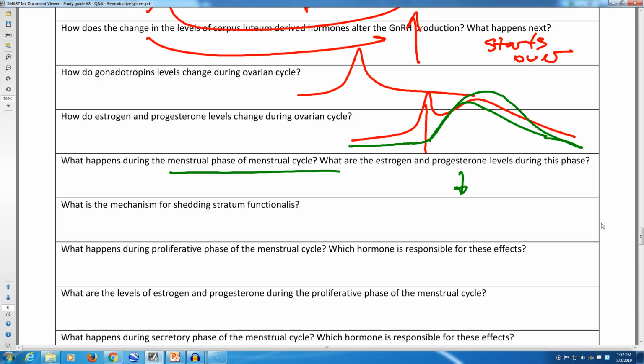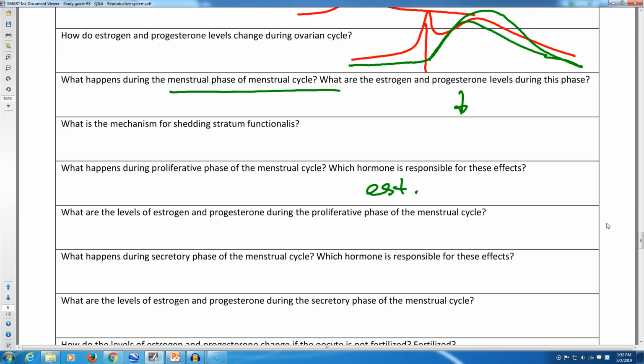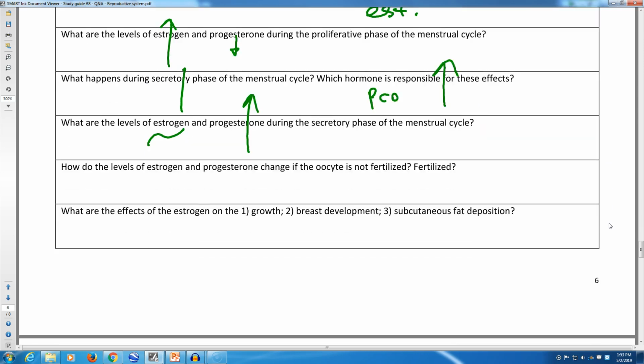During the proliferative phase, estrogen stimulates growth of the stratum functionalis. So estrogen levels are high, progesterone levels are fairly low. During the secretory phase, progesterone levels are pretty high. Okay, estrogen is fairly high, progesterone is really high during the secretory phase. If the oocyte is not fertilized, levels of both hormones drop. If it's fertilized, they start to rise.